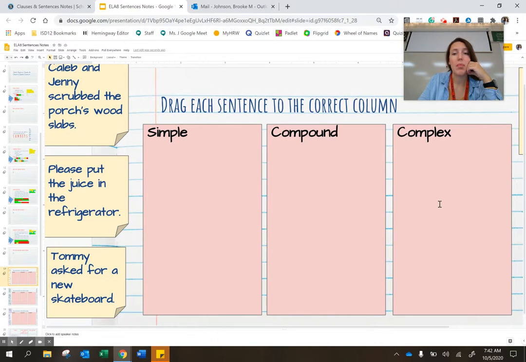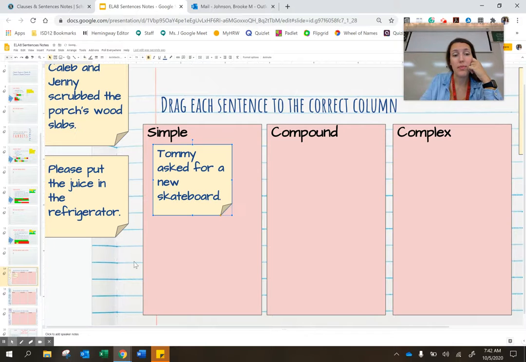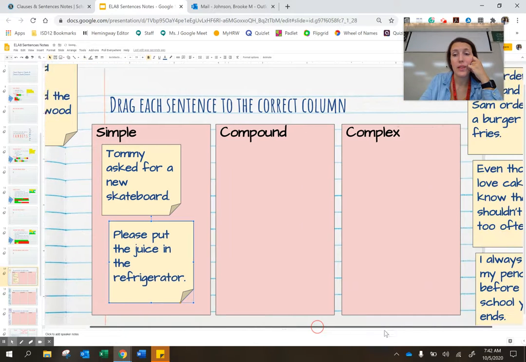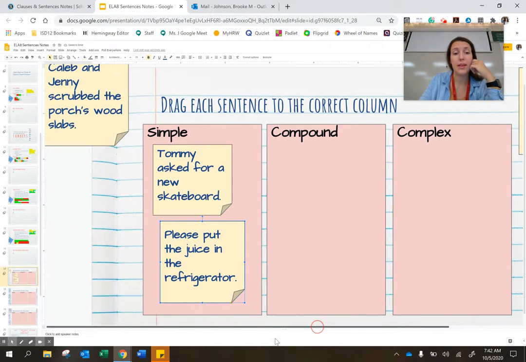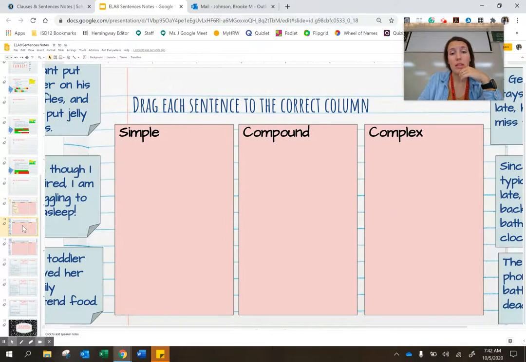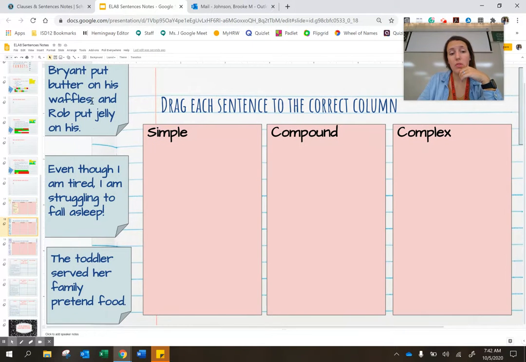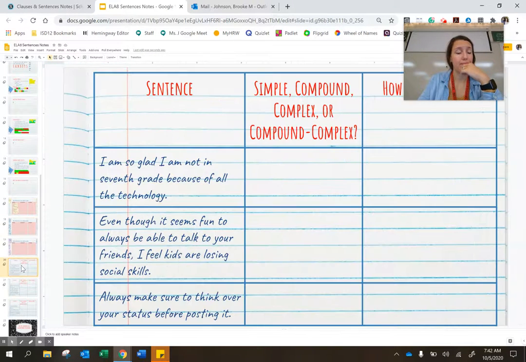It looks like I didn't make a box for compound complex, like the two together. So if you see any compound complex sentences, just leave them outside and then I'll know that you know what they are. So Tommy asked for a new skateboard. Tommy asked. Simple. So just click and drag. Please put the juice in the refrigerator. Simple. And then scroll over here. There are 3 more on this side. So just do that for each of these slides. Scroll and click and drag.